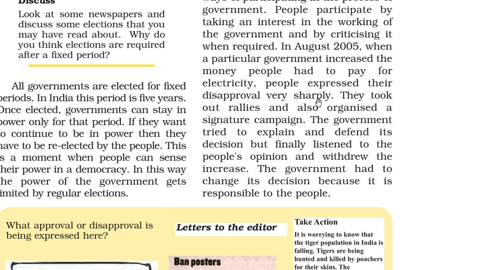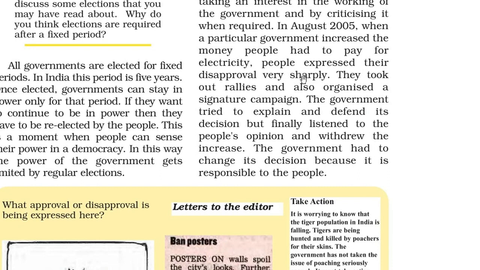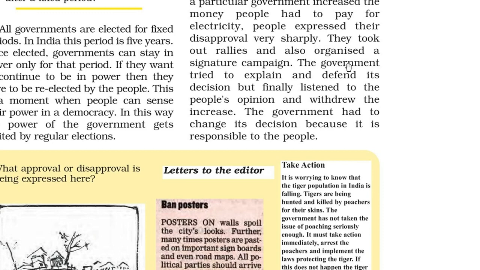In August 2005, when a particular government increased the money people had to pay for electricity, people expressed their disapproval very sharply. So they took out rallies and they also organized a signature campaign. The government tried to explain and defend its decision, but finally listened to the people's opinion, and they were forced to withdraw the increment in the price. So the government had to change its decision because it is responsible to the people. If people are not liking it, government has to do the way the people would want.